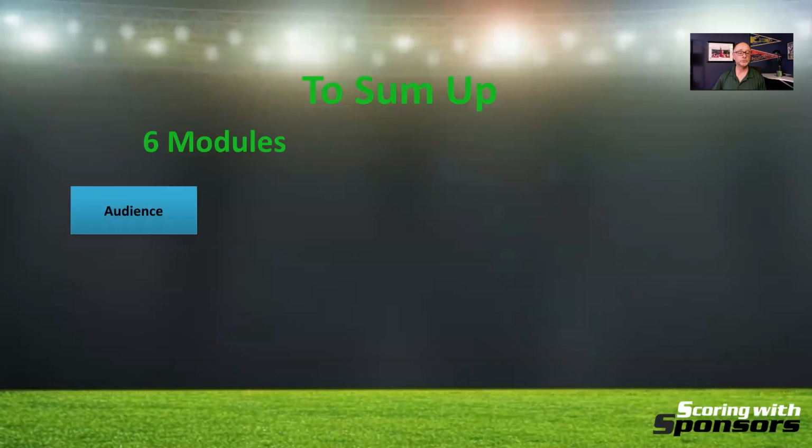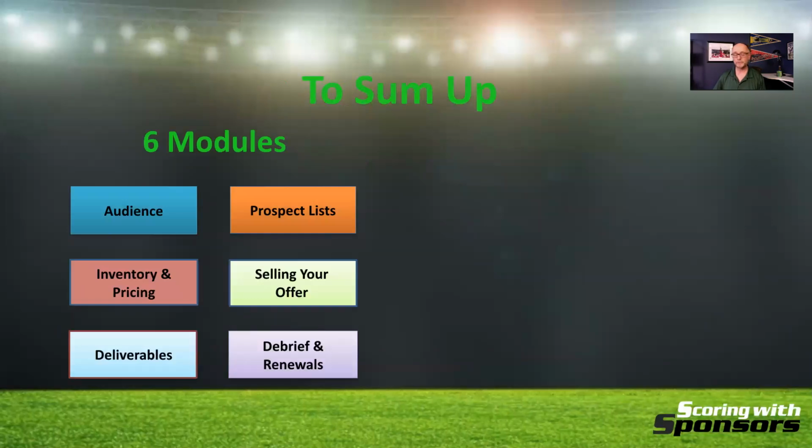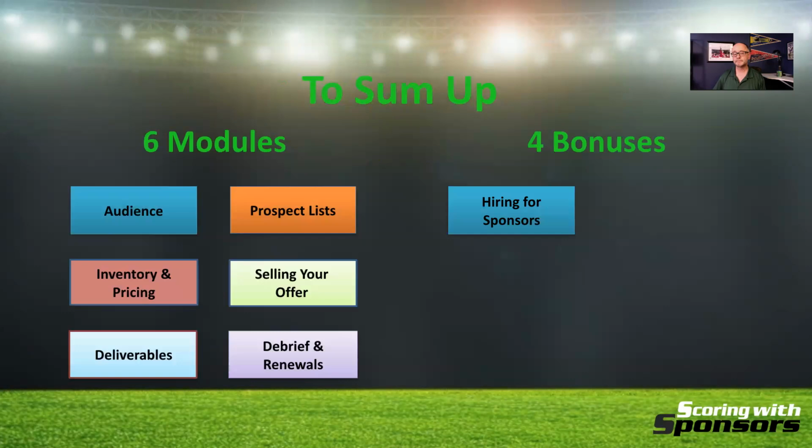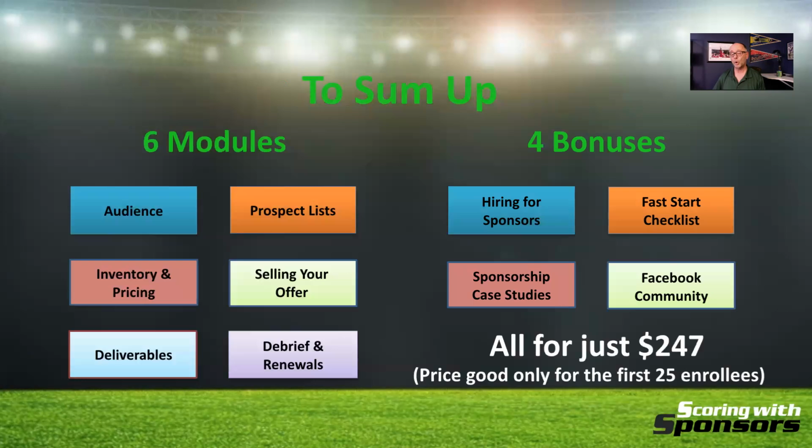So to sum up, we've got 6 modules: audience, prospects, inventory, sales, deliverables, and debriefing renewals. We've got 4 bonuses: hiring, fast start checklist, sponsorship case studies, and the Facebook community, all for $247. But that price is only good for the first 25 enrollees. Okay, I don't want to have a huge group in this first class. We want to have it be a manageable size, and I certainly don't want to have a huge group if we're giving it away at half price. So 25 people. There are 2 deadlines here. Either we're going to sell 25 enrollees and then we're going to close it, or we're going to leave it open until Tuesday night at midnight.